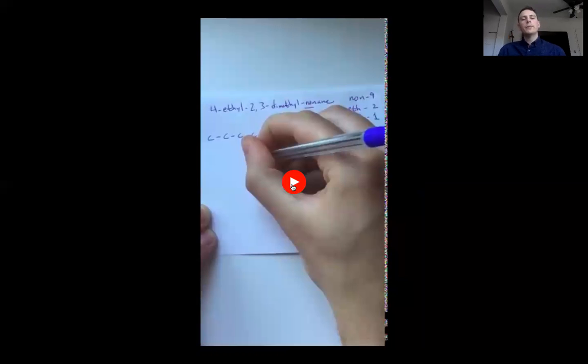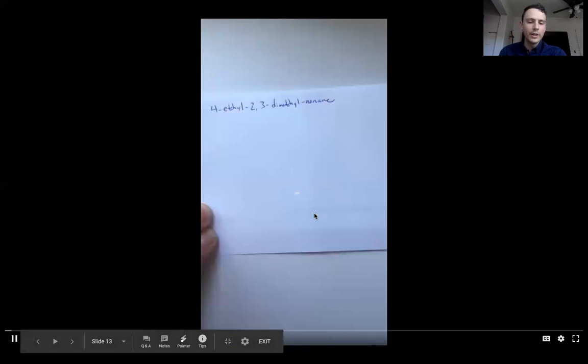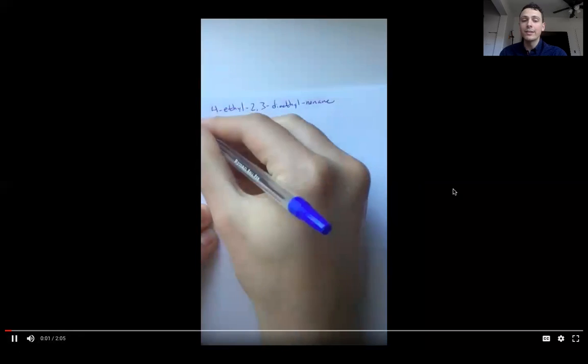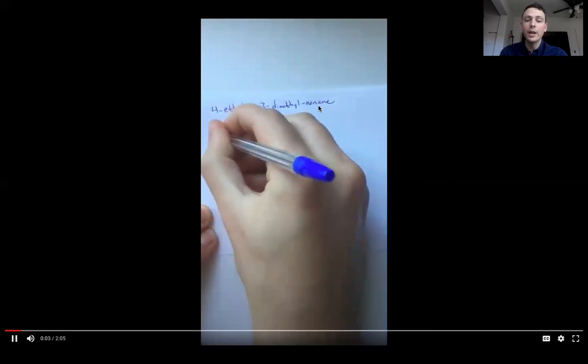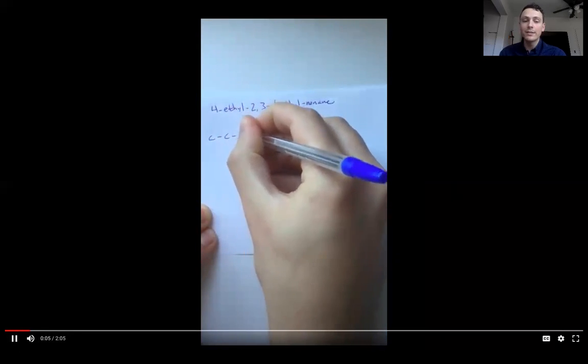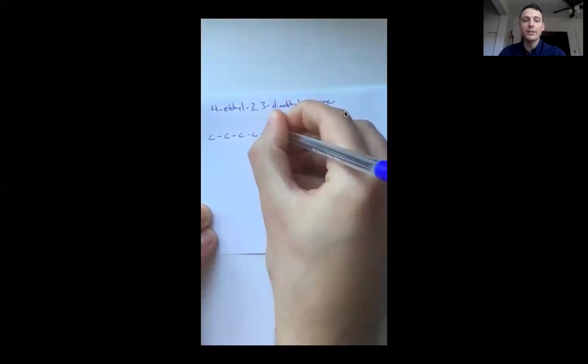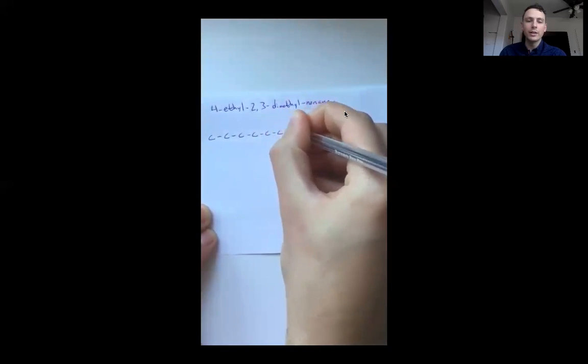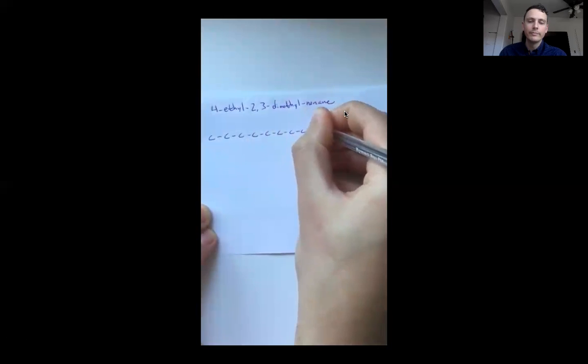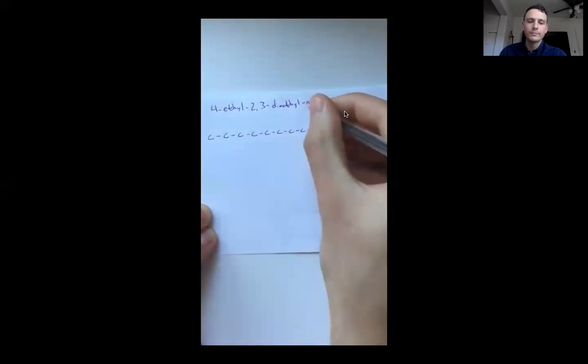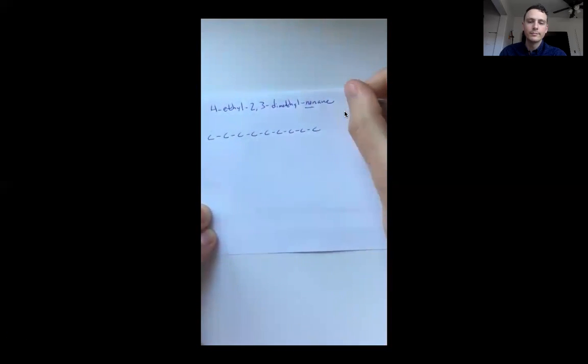Last example, I have 4-ethyl 2,3-dimethyl nonane. So this is a long one, sounds really complicated, but it's actually not that hard if you take it step by step. So again, nonane means I have my base carbon chain of 9 carbons. So I draw out my 9-carbon chain. Then I start looking at my functional groups.